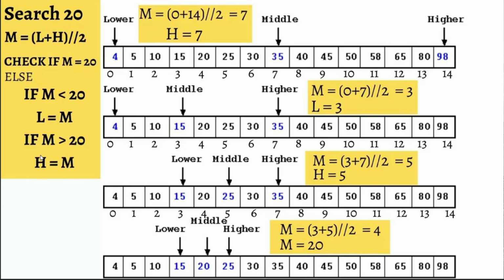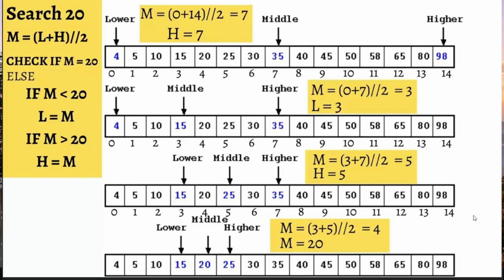But in this case, our middle element is greater than the number we are searching for. So we will change the higher value and not the lower value, because if the middle element is greater than the element we are searching for, we know that this second half, which is greater than 35, is of no use to us. So now we will make this middle element our higher element. As you can see in this second list, the lower element is at index 0 and the higher element is at the 7th index. Now we will again calculate the middle element.